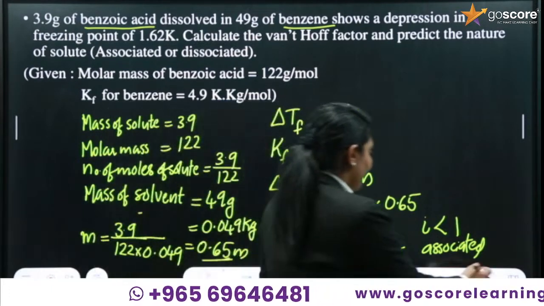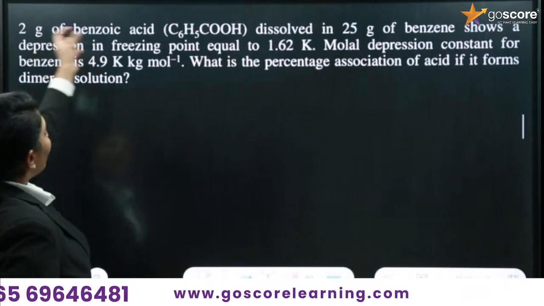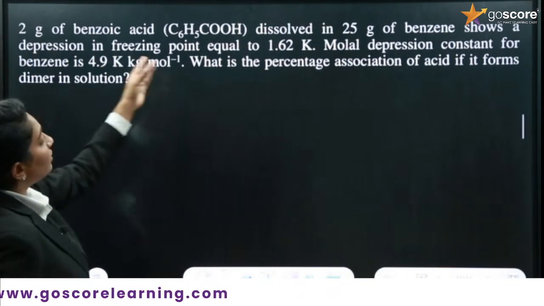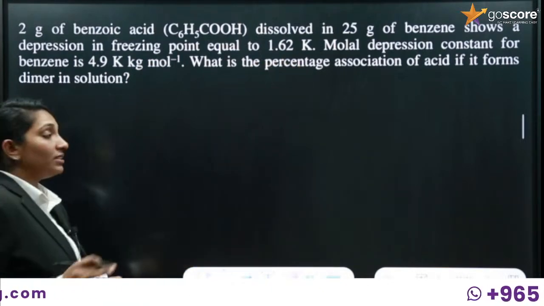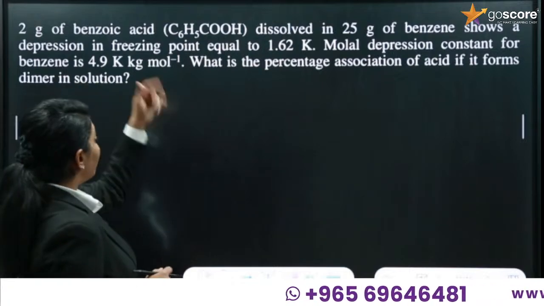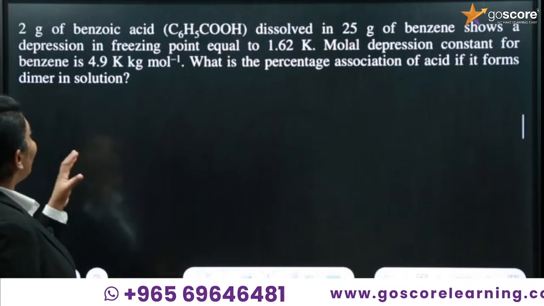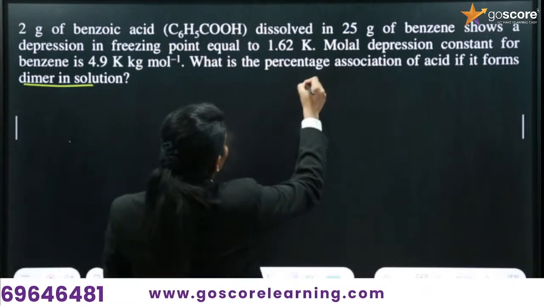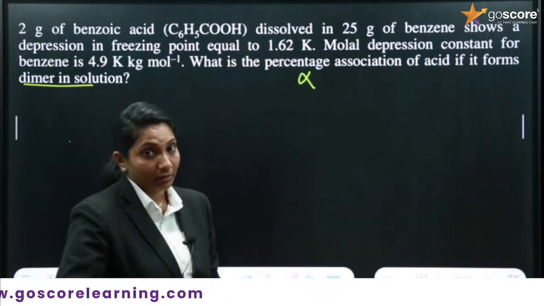Okay. Now we can see another problem. That is also 2 gram of benzoic acid dissolving in 25 gram of benzene, and it shows a depression in freezing point equal to 1.62, and the molar depression constant, nothing but the cryoscopic constant, is given as 4.9 Kelvin kilogram per mole. And what is the percentage association of the acid if it forms a dimer in solution? So what you want to find out is the percentage association, and it is given that it forms a dimer.